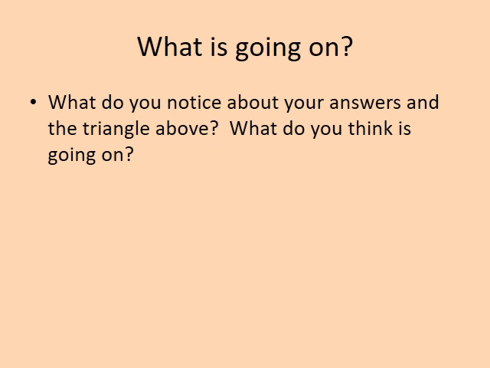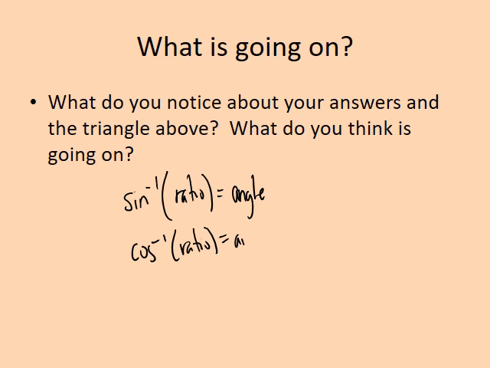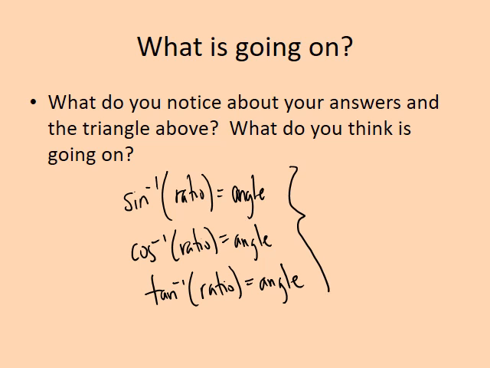What is going on? What do you notice about your answers in the triangles above? What do you think is going on? Well, we'll talk about it in a second, but the sine inverse of a ratio gives us an angle. The cosine inverse of a ratio gives us an angle. And the tangent inverse of a ratio gives us an angle. These ratios are the same as our SOHCAHTOA. We'll discuss it in the next slide.